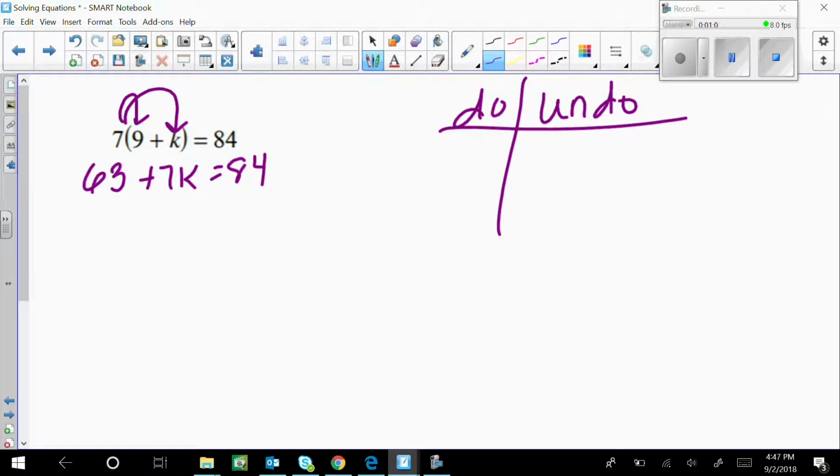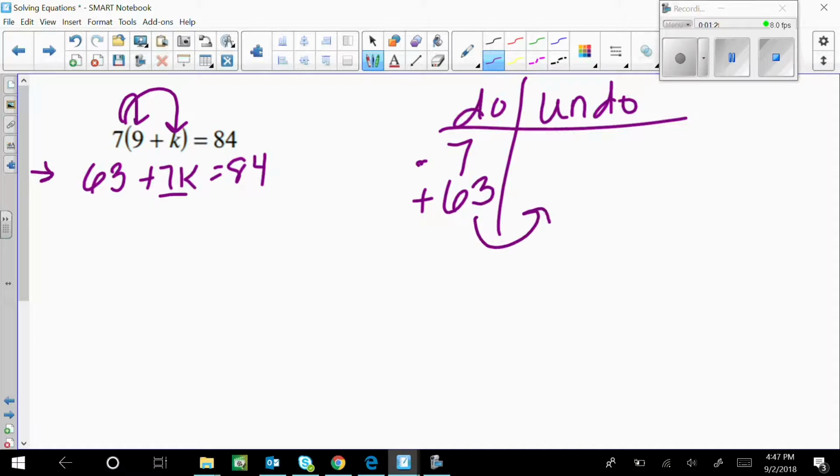What's being done? We're looking at this right here. There's no parentheses or grouping symbols. There's no exponents. Next one is multiplication, and I do have multiplication right here, multiplied by 7. Then I'm looking for addition or subtraction, which is the 63. I look directly in front of that 63. There's nothing there, so that tells me it's a positive. So I'm going to put plus 63.